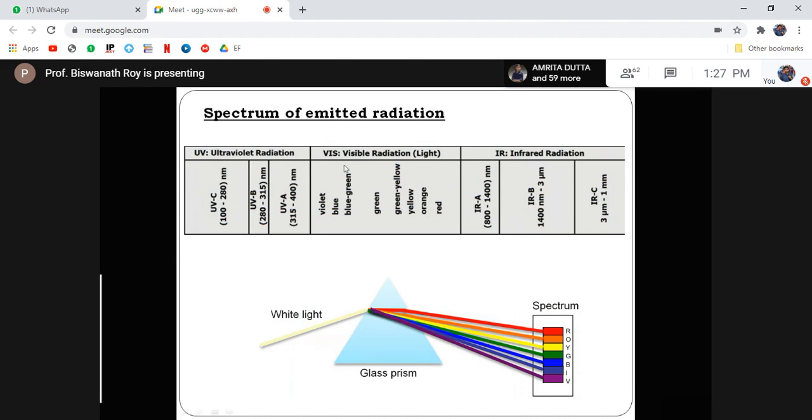So why is the name visible radiation? Because from 400 nanometer to 800 nanometer, this is the range of the visible radiation. It has the capability to stimulate our visual system, that is the eye. We can see when this range of electromagnetic radiation is incident on our eye, and we can see the image out of this radiation.